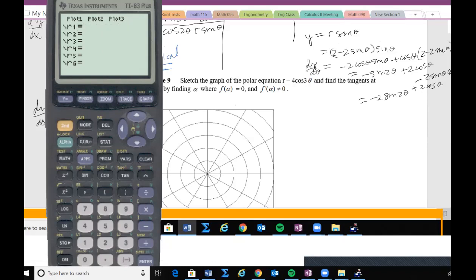Let's clear that out. That was 2 minus 2 sine theta. Okay, let's see what this gives us. Okay, I see something in there, but it looks too small. So let's do this. And our windows are way too big, probably. And our theta max is too high.